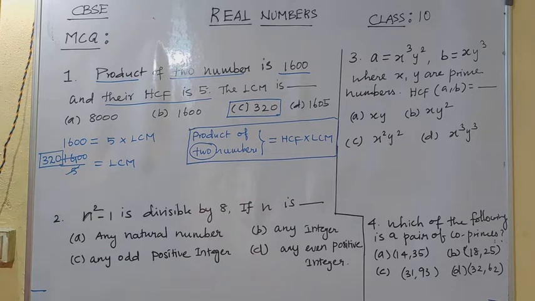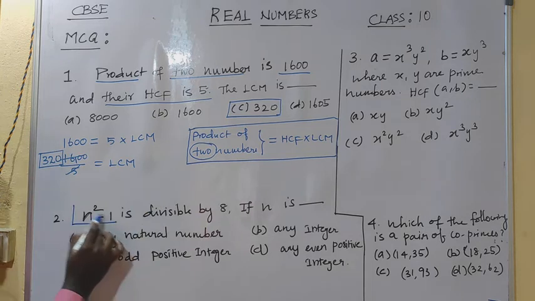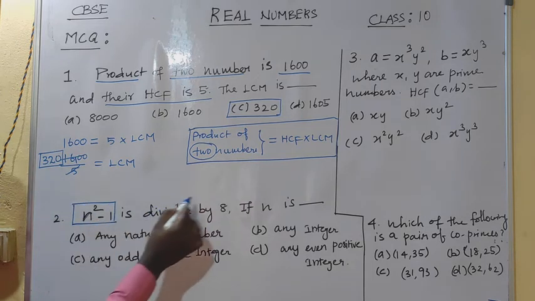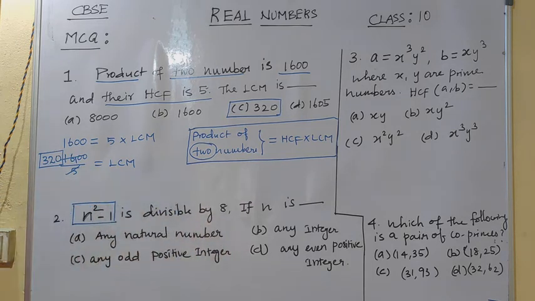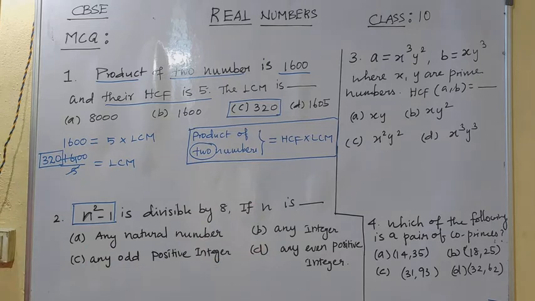Okay. Children, just come to the question number 2. By looks, this question is a little different. Okay. N squared minus 1 is divisible by 8. Actually, this n square minus 1 number is divisible by 8, right? That n square minus 1 is divisible by 8 if n is what? This is my question. Okay.